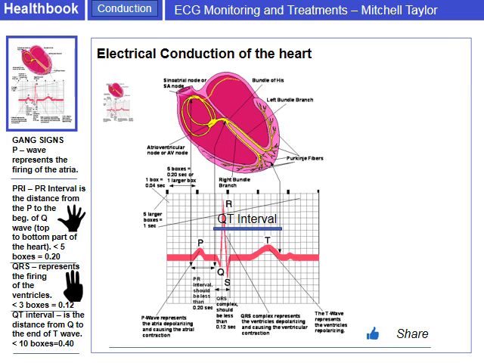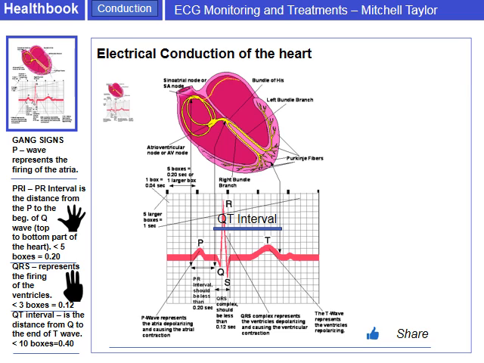And so we will look at the P wave, and say, oh, that's great. So then we will measure a PR interval in these little boxes. Each of these little tiny boxes is 0.04 seconds. So 0.04, 0.08, 0.12, 0.16. So this PR interval is 0.16.